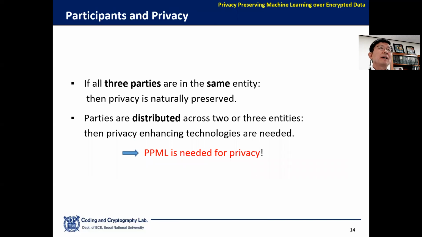If all the 3 parties are in the same entity, then the privacy is naturally preserved. But if parties are distributed across 2 or 3 entities, then privacy enhancing technologies are needed. So PPML is needed for privacy in this situation.